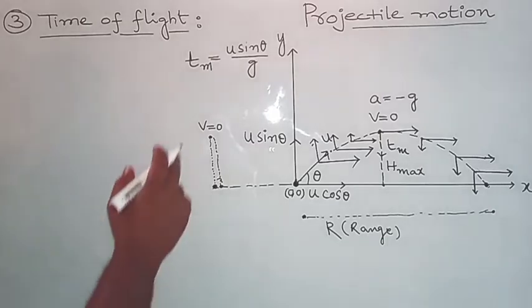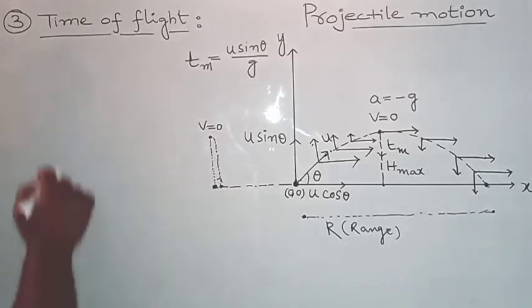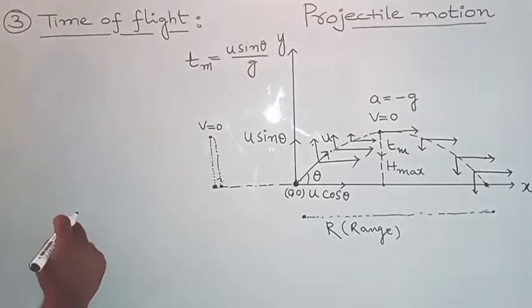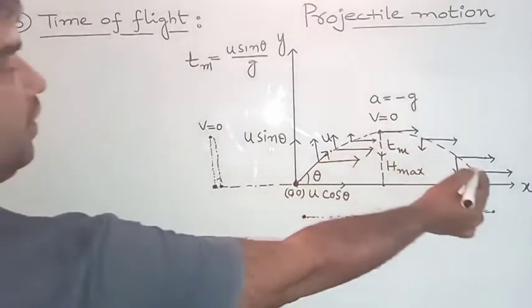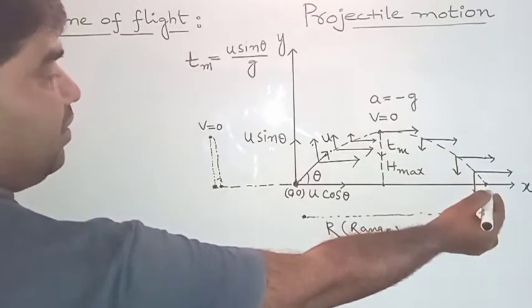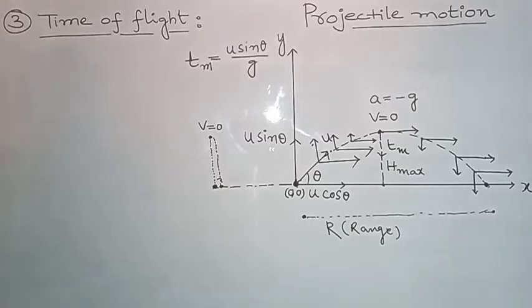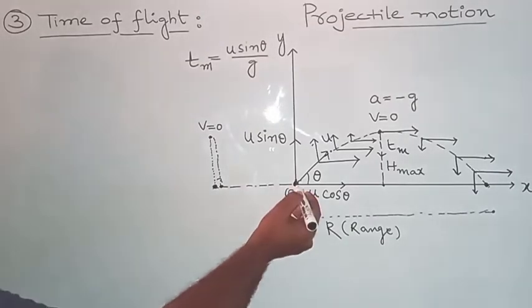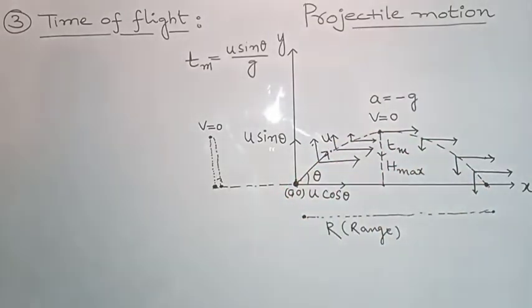Now look at the projectile motion. From that third parameter we are going to discuss time of flight. What is meant by time of flight? From the projected point until it reaches the ground again, how much time is taken by the particle is called time of flight. How much time is spent by the particle in the air is called time of flight.